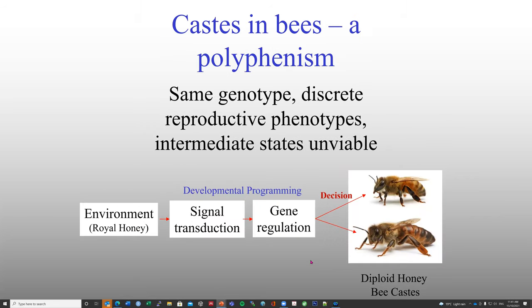So if you look at castes in bees, you get the same genotype, but discrete reproductive phenotypes where intermediate states are unviable. So you have the environment, which is whether or not they're fed royal jelly, which feeds through into signal transduction within the cells of the developing bee to influence the gene regulation to force a decision, which is an analogy really, but it forces a decision as to whether to become one or the other honeybee caste. And it's the developmental programming that is modified by the environment to lead to these discrete outcomes.